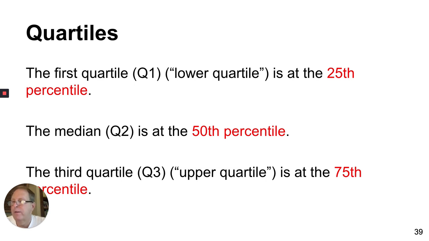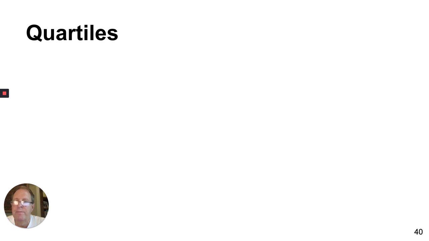Quartiles. To calculate the interquartile range, we have to calculate quartiles. The first quartile, sometimes referred to as Q1, or the lower quartile, is at the 25th percentile. So 25% are below, 75% are above. The median is sometimes referred to as Q2. That's at the 50th percentile, in the middle, with half the values on either side. The third quartile is sometimes called Q3, or the upper quartile. It is at the 75th percentile.